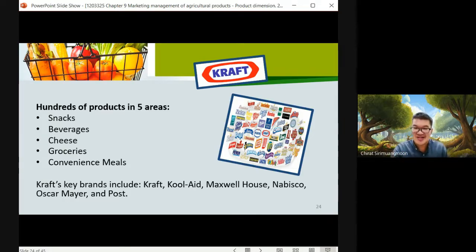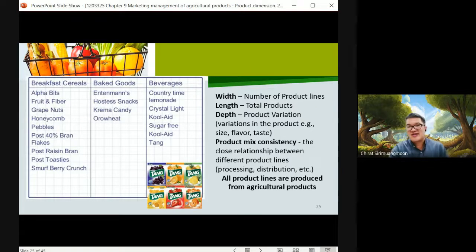So this is the product line. Or here, we can have three product lines, like breakfast cereals, baked goods, and beverage. And in each line we have individual items. Like the first one, we have 10 items for breakfast cereals. We have 4 items for baked goods. We have seven beverages for the beverage line. You need to understand this because some of you might work in the food industry or a food company.